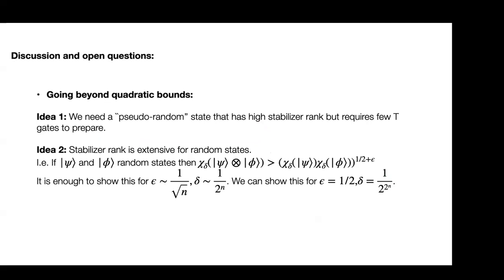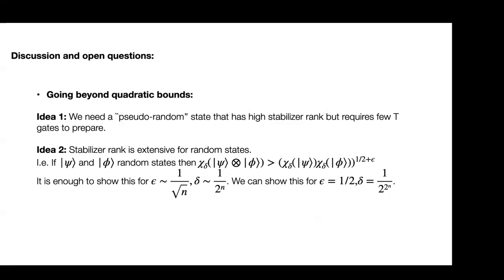discussion and open questions. So first, what we define is this ensemble of states that require a small number of T gates and have high stabilizer rank, some pseudo-random definition. So basically the two ideas to go beyond the quadratic value: the first is to define this pseudo-random ensemble and prove its existence for better parameters.